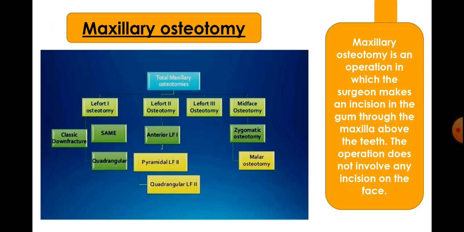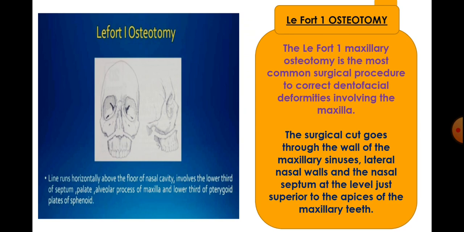Maxillary osteotomy. Maxillary osteotomy is an operation in which the surgeon makes an incision in the gum through the maxilla above the teeth. The operation does not involve any incision on the face. Le Fort I osteotomy. The Le Fort I maxillary osteotomy is the most common surgical procedure to correct dentofacial deformities involving the maxilla. The surgical cut goes through the wall of the maxillary sinuses, lateral nasal walls, and the nasal septum at the level just superior to the apices of the maxillary teeth.